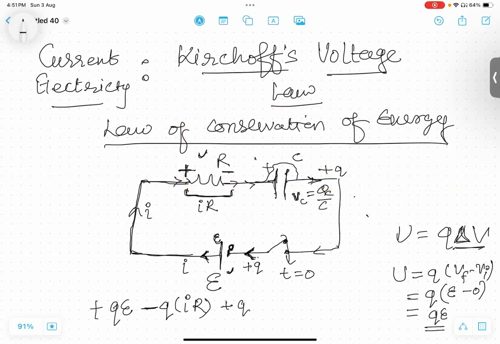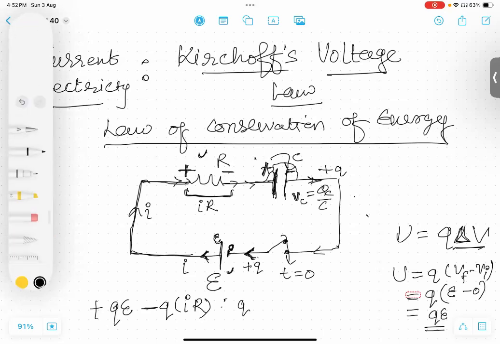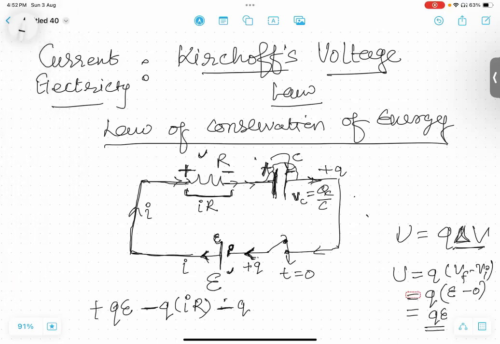This is the higher potential and this is the lower potential. Because this plate is connected with the higher potential of the battery, so this must be charged with higher potential. So charge is going from higher potential to lower potential. So it must be losing energy. So I will not use the plus sign here. I will use a minus sign, Q into Vc, the potential difference.